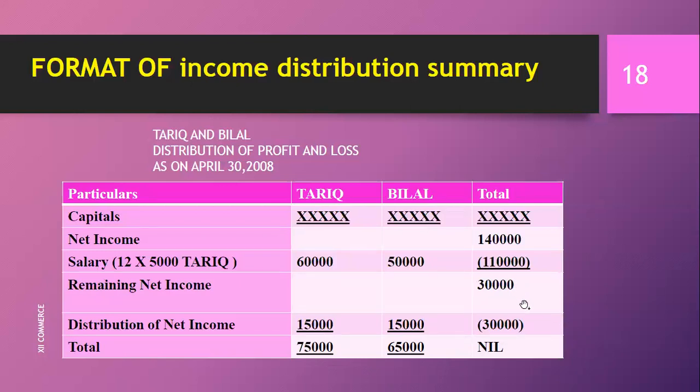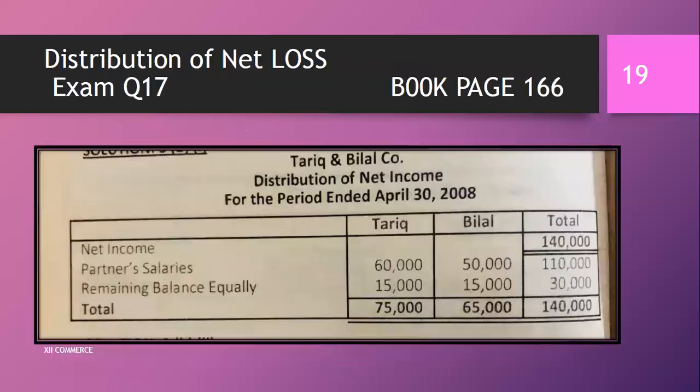Why am I putting this 30,000 as positive? Because now I have to distribute it. Once I distribute this value, since 30,000 is positive, the distribution will also be positive values, no brackets. And because I have already distributed it here between both, here I am writing it as negative to show that this 30,000 has now been distributed to both partners, and therefore this 30,000 becomes nil. Clear? And the verification of 75,000 and 65,000 should be equal to net income. This shows that your calculation is correct.